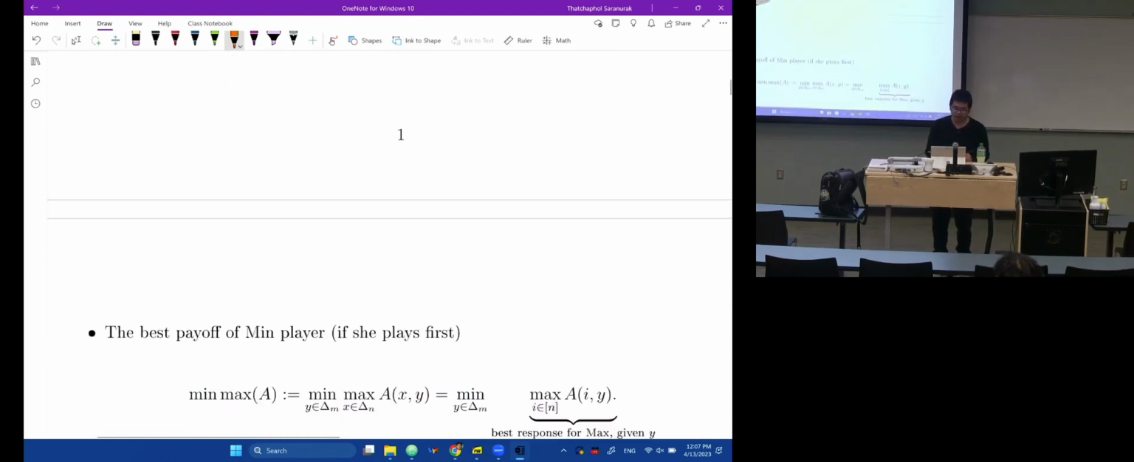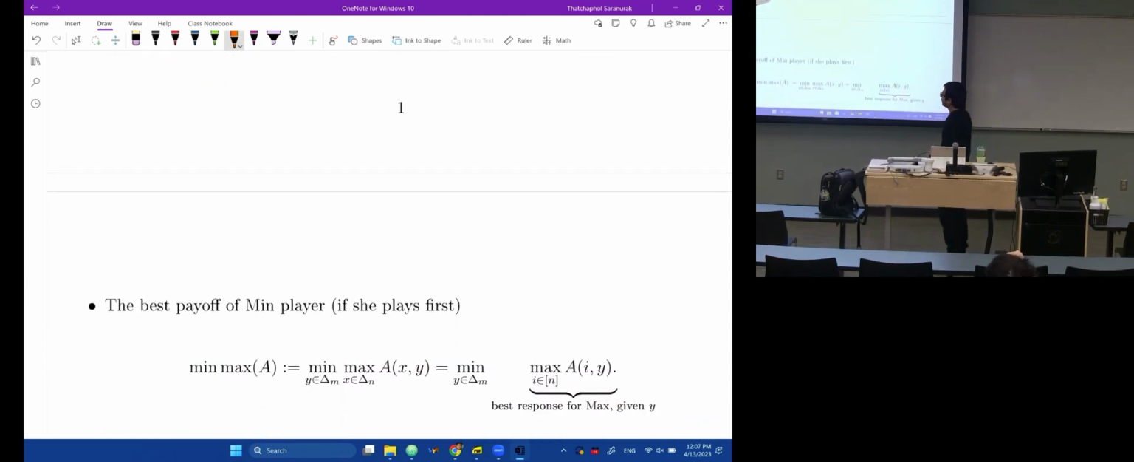Similarly, the best payoff of min, if she needs to play first, is just the flip side of this: the minmax of A, which is min over y of max over x of A(x,y). If you interpret this, the min player needs to choose y such that it minimizes this whole thing, which is the best response from max.